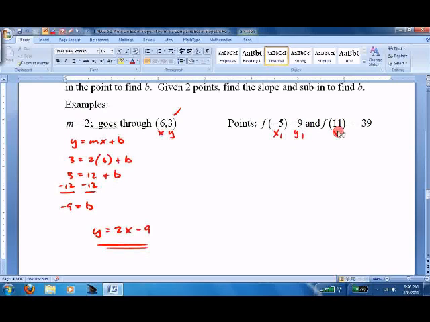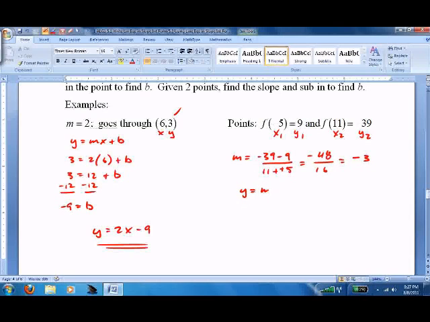Label them. m equals negative 39 minus 9 over 11 minus negative 5. We get negative 48 over positive 16, which is equivalent to negative 3. So now we pick one. I'm just going to use the first one.